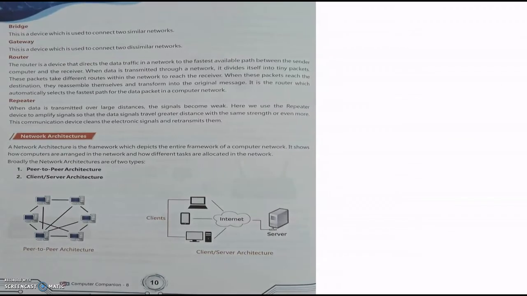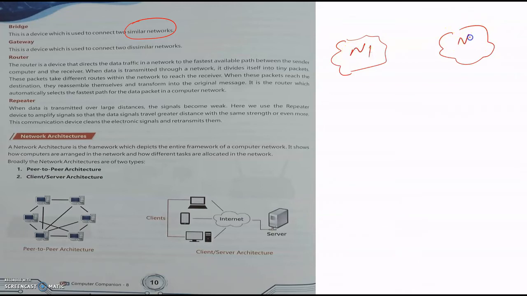Now coming to the next, bridge. Bridge is what? Bridge is used to connect two similar networks. Two similar networks means what? Suppose that there is a network N1, and there is a network N2 in which some computers are connected. Here some other computers are connected with each other. So bridge is used to connect similar kinds of networks.